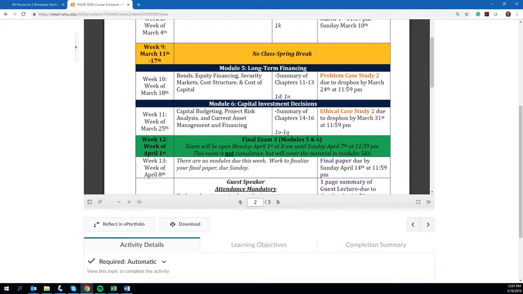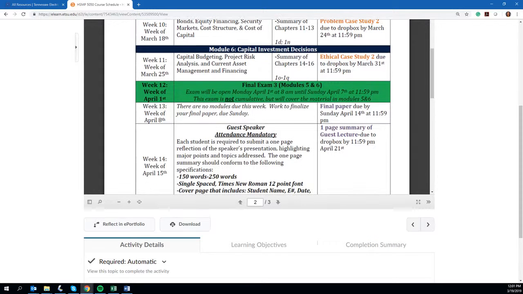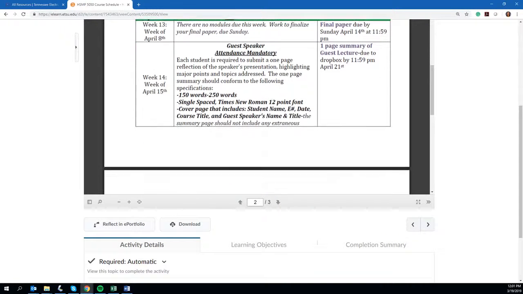That next Sunday, the 31st, and then final exam the week of April 1st, week 12 of the semester. So this exam is going to open April 1st, Monday, at 8 a.m. and it's going to stay open till the following Sunday at 11:59 p.m. And as it says here on the course schedule, it's not cumulative, but will cover the materials in modules 5 and 6. After that, we still have a couple items due.